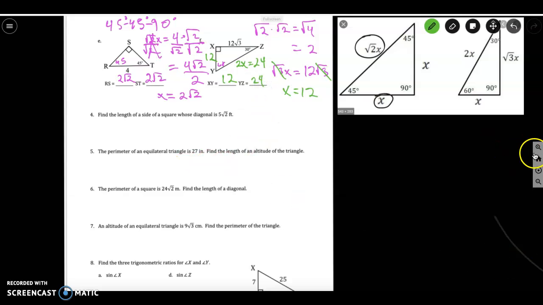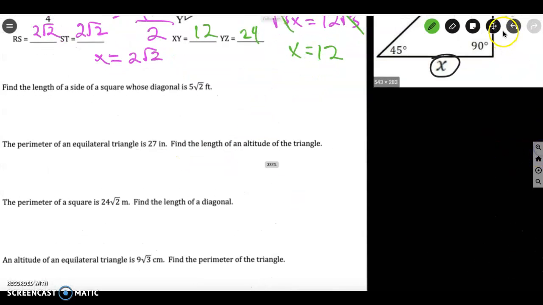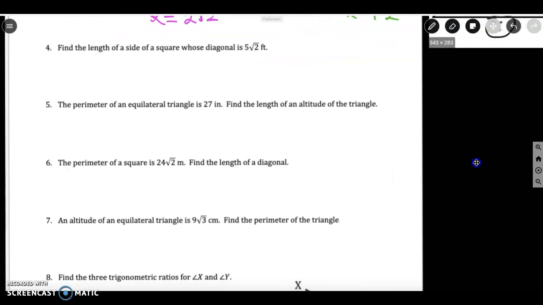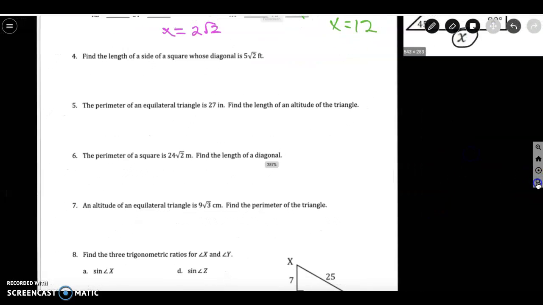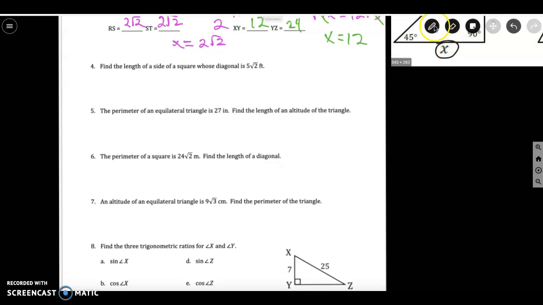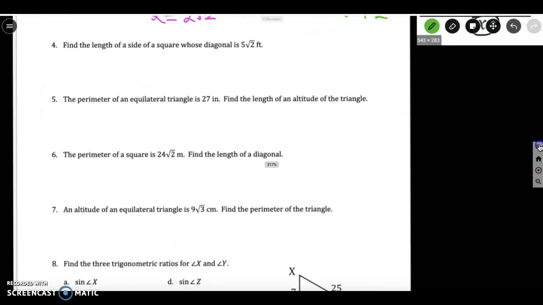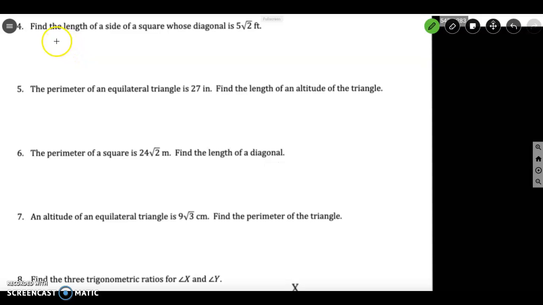All right, these next parts are going to involve some geometry, but we're still going to be using the same 45, 45, 90 triangle and 30, 60, 90 triangle. It says find the length of the sides of a square whose diagonal is 5 times square root of 3. If we look at this, we have a square.